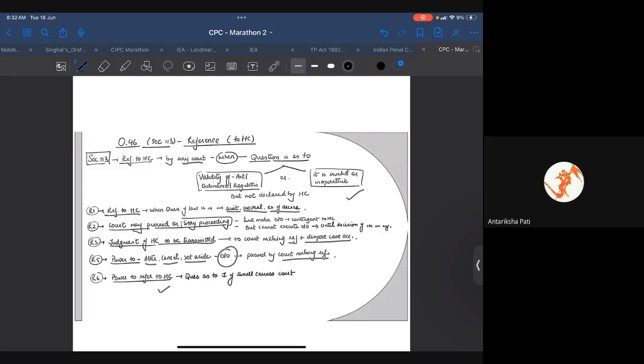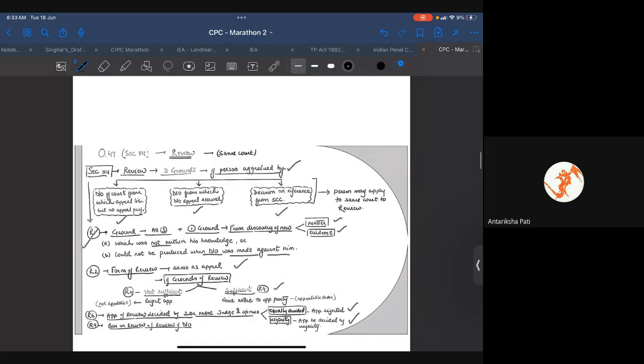Rule 1 says reference to the High Court when a question of law arises in a suit, appeal or execution of decree, the court may proceed or stay the proceeding. Here the court may either proceed or stay the proceeding, and the judgment of the High Court is to be transmitted to the court which had made the reference, and the court will dispose of the case accordingly. Now the court has the power to alter, cancel or set aside the decree or order passed by the court making the reference. Now power to refer to the High Court, that is question as to jurisdiction of small causes court also, that can be referred.